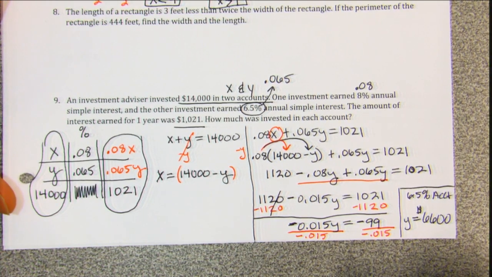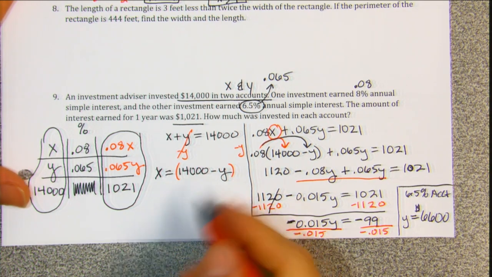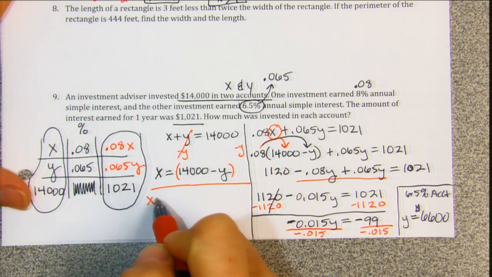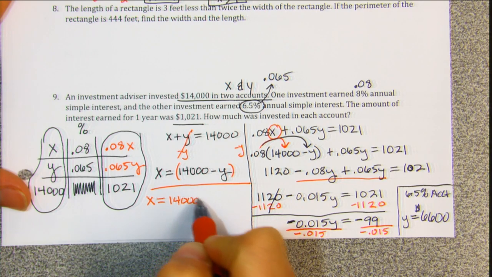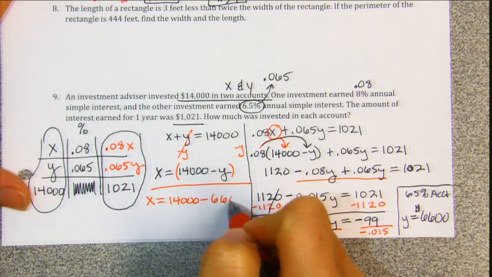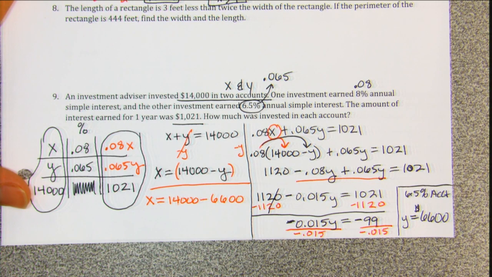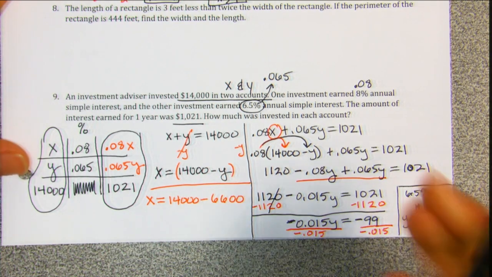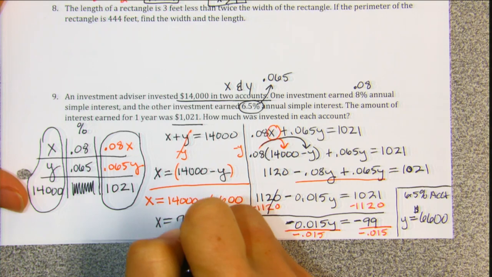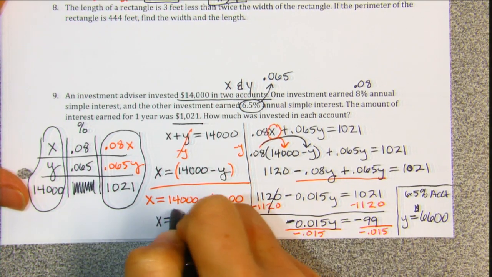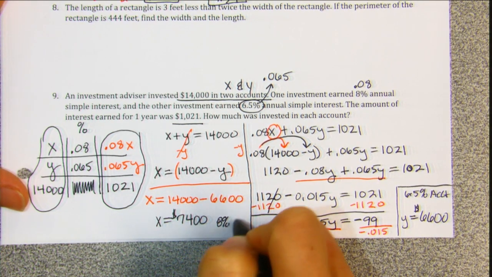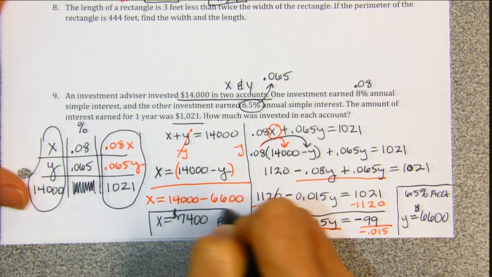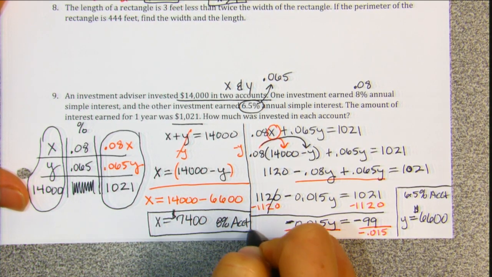How do I find my 8% account amount? So I just go subtract. I can say I know X equals 14,000 minus what we now know of being 6,600. Right, so 14,000 minus 6,600 is 7,400. So X equals 7,400. Remember, this was my 8% account. So just go ahead and take a minute to label it.